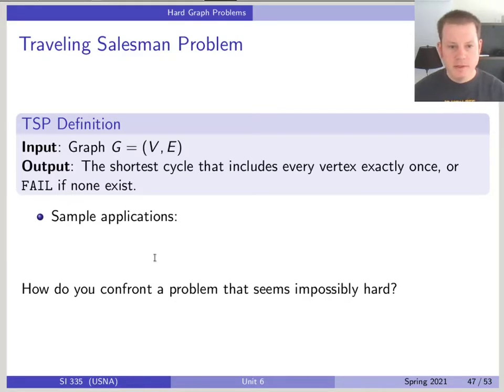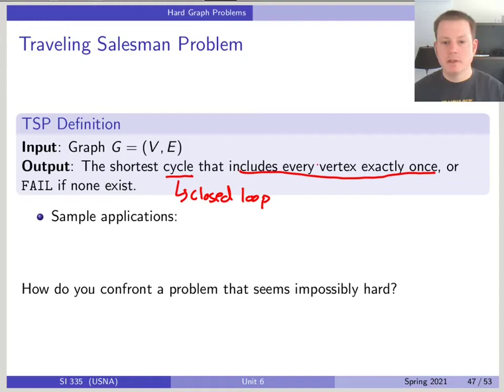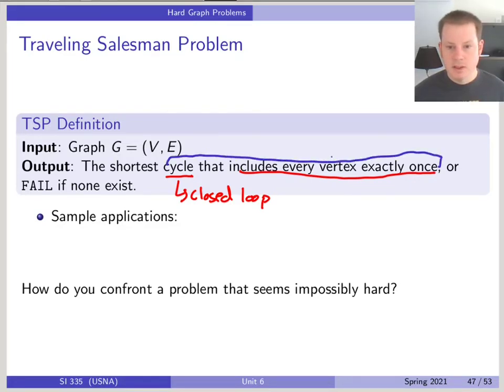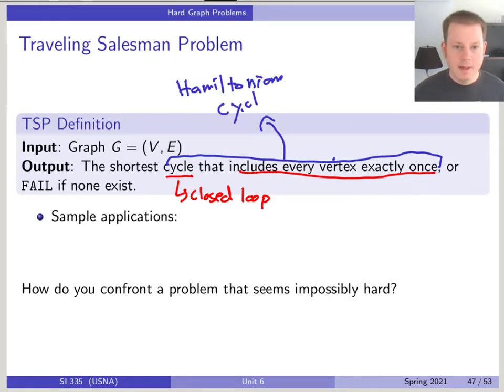So just remember, what is a cycle? It's a path that starts and ends at the same vertex, like a closed loop in the graph, and includes every vertex exactly once. That's really the big challenge here. We have to find a cycle that goes everywhere, but not more than once. And this has a name in and of itself. A cycle that includes every vertex exactly once is called a Hamiltonian cycle. Hamiltonian cycle does not come from Alexander Hamilton, but actually comes from an Irish mathematician and physicist.